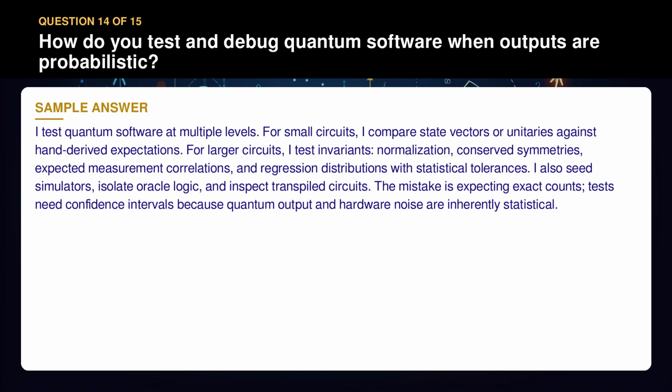I test quantum software at multiple levels. For small circuits, I compare state vectors or unitaries against hand-derived expectations. For larger circuits, I test invariance, normalization, conserved symmetries, expected measurement correlations, and regression distributions with statistical tolerances. I also seed simulators, isolate oracle logic, and inspect transpiled circuits. The mistake is expecting exact counts. Tests need confidence intervals, because quantum output and hardware noise are inherently statistical.